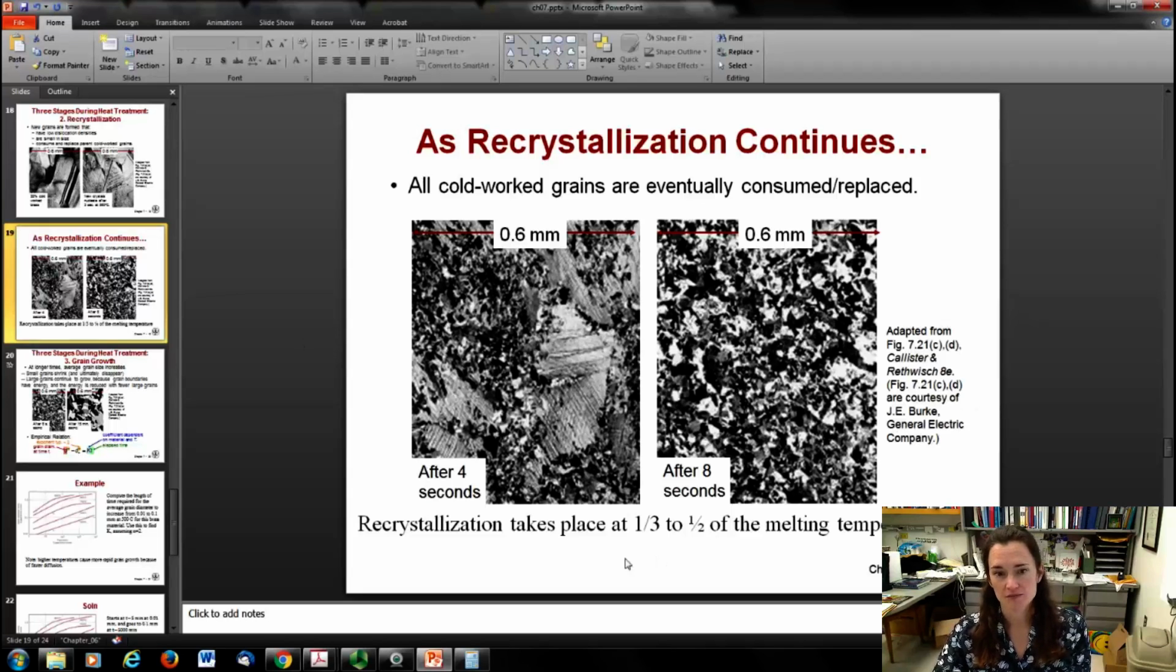Okay, now this recrystallization temperature that you want to hold it at is not at the melting temperature, so it's important to understand that you're not melting the material. That's starting all over from scratch. What you're doing instead is you're taking it to 1/3 to 1/2 of the melting temperature and holding it there, below the melting point, and letting new grains form.